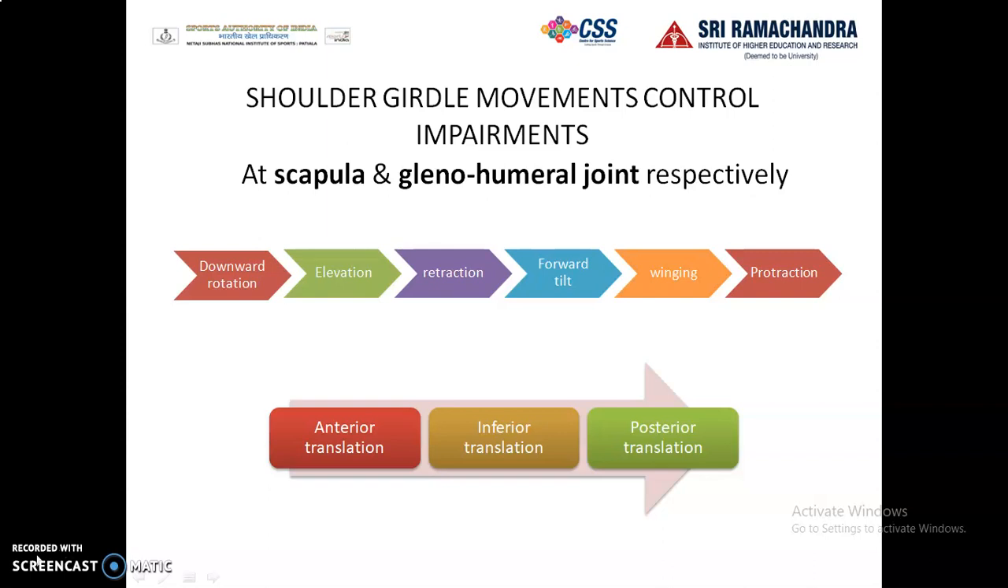But we should also know about the impairments in movement control in the shoulder girdle. When you talk about the scapula and the glenohumeral joint respectively, the scapula has a tendency to move upward, downward, elevate, retract, wing, and forward tilt. But when you talk about the glenohumeral joint, the head of the humerus has anterior, inferior, as well as posterior translations.